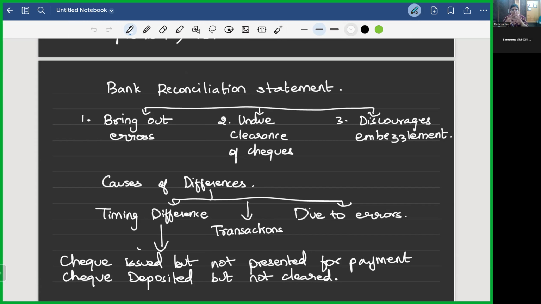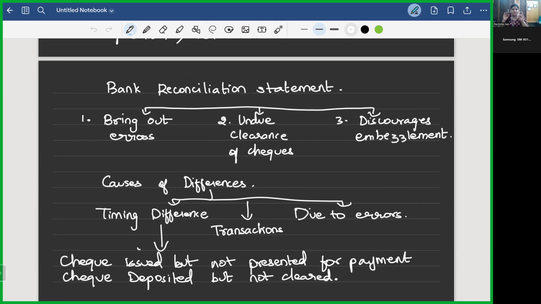Reconciling those differences in passbook and cash book is called bank reconciliation statement. What does a bank reconciliation statement do? It brings out errors, and it brings out undue clearance of checks. If there are checks which have not cleared for a long time, then we can make a note of it.